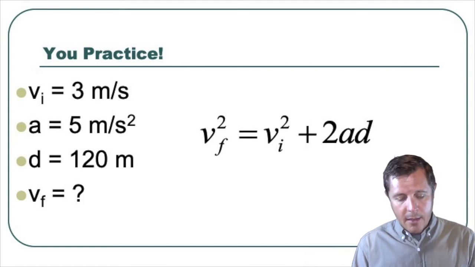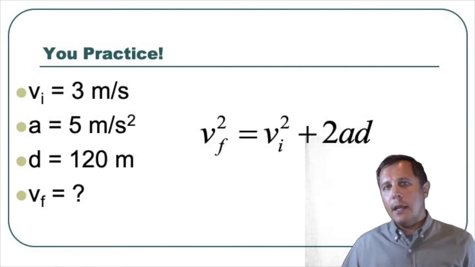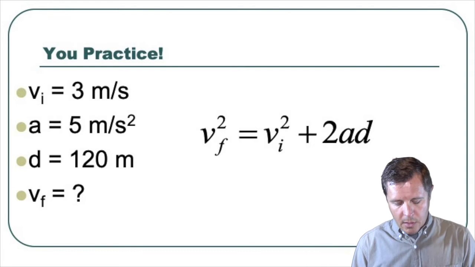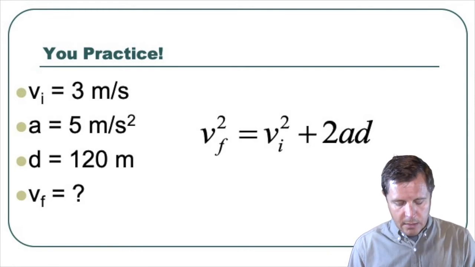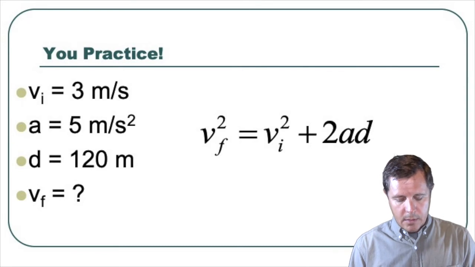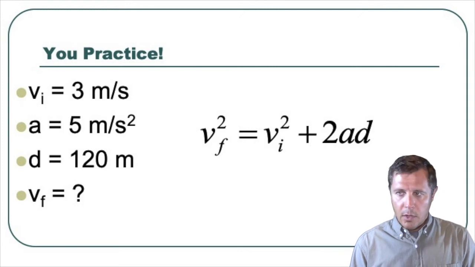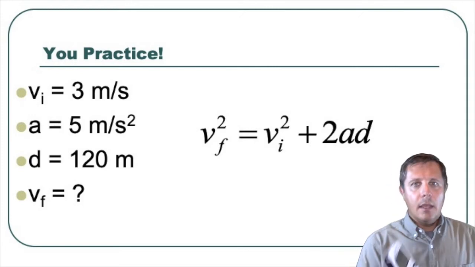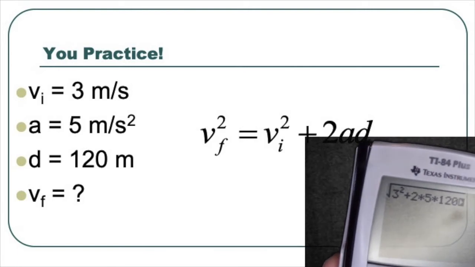I suggest a lot of people start with the square root sign right in there. So I would start with the square root, and I would say, all right, my v initial is 3, and that gets squared, plus 2 times acceleration of 5 times 120. All right, and let's see if you can see that. Whoa, a little too bright. There you go. That's what mine looks like.